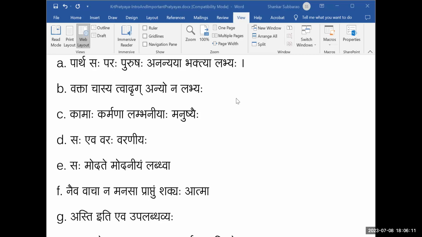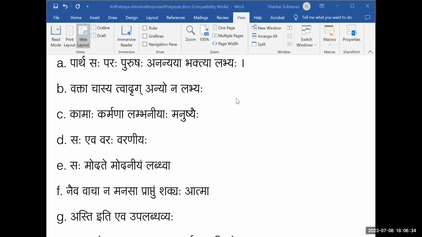Something to be gained. Good. To be gained. That's good. So now, Labhyah. First question, what will we ask? What should be gained? Correct. What should be gained? So what case should it be in? Whatever should be gained? 1-1. Good.